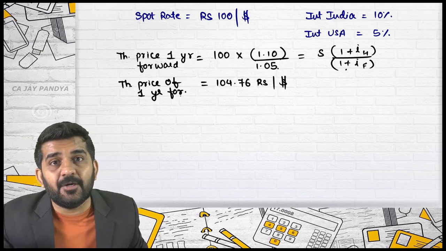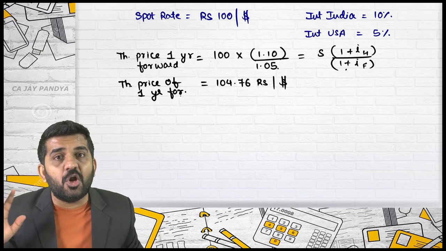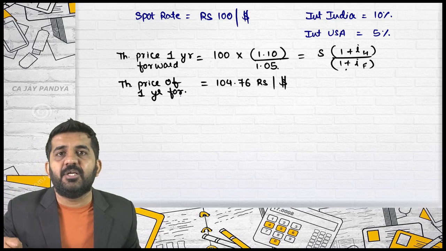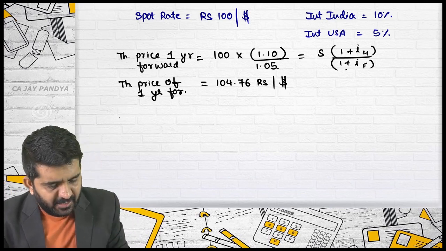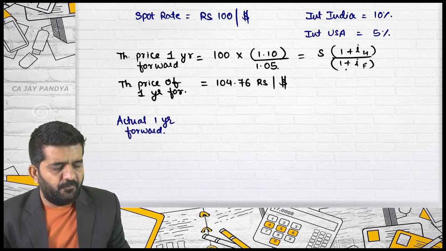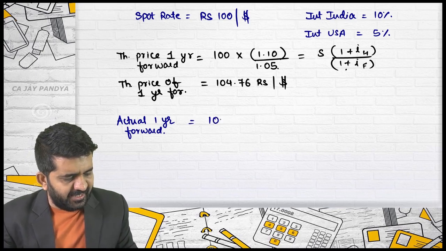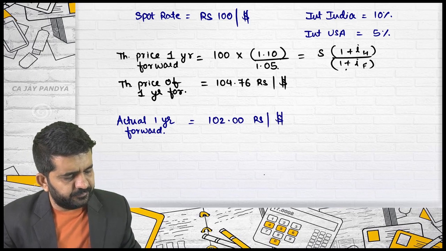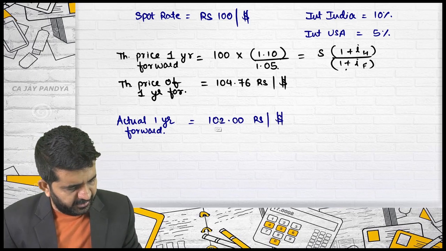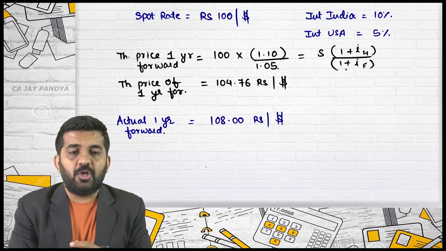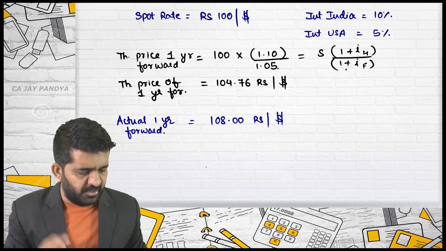This should be the price of forward. This is not the actual market price of the forward. Actual market price is determined by demand and supply. And actual 1 year forward is trading at, let me take 108 rupees per dollar. This is nothing but the actual 1 year forward rate.